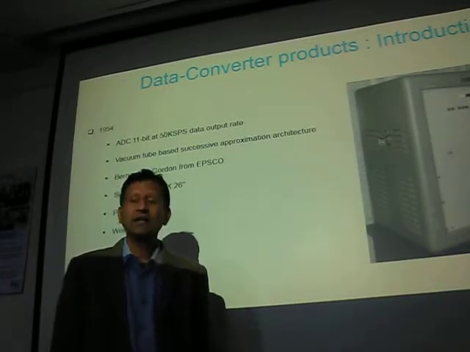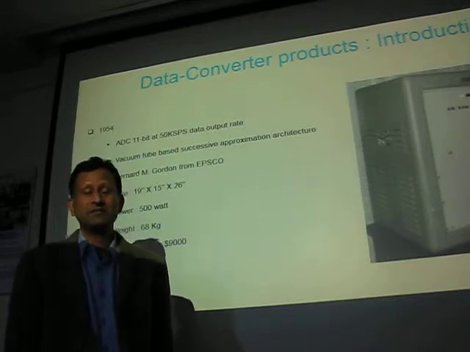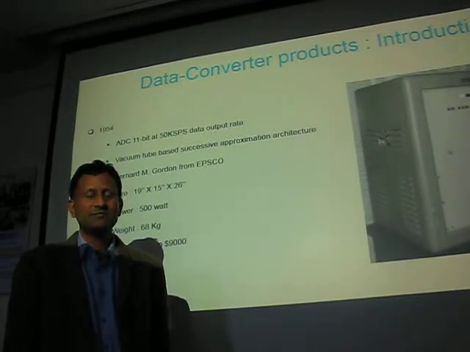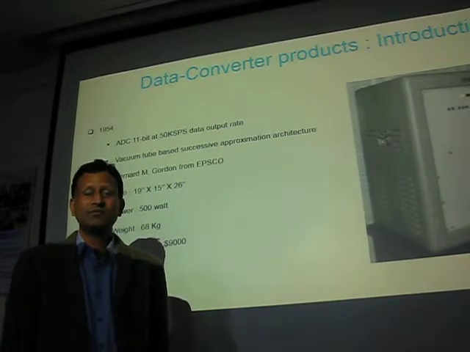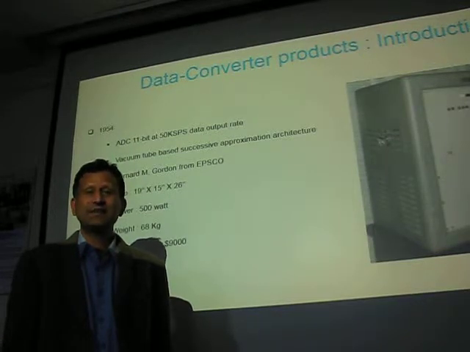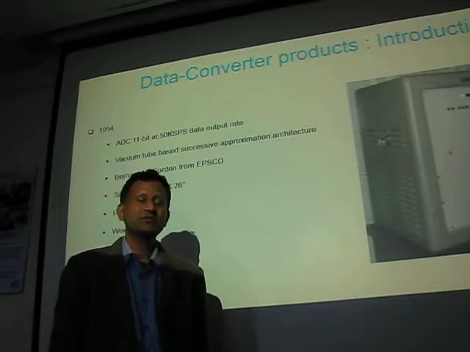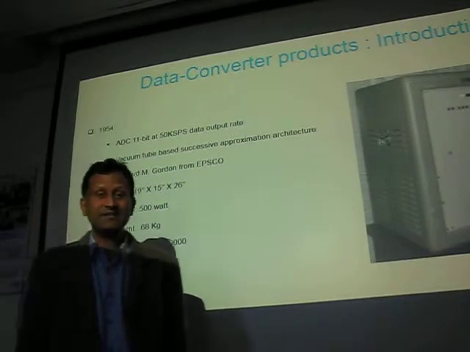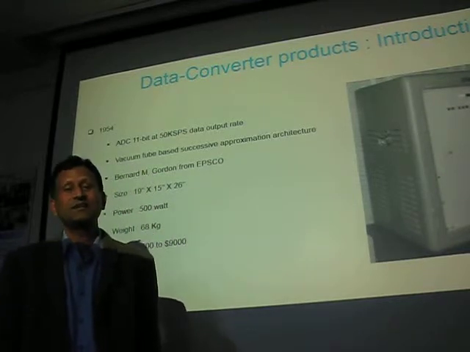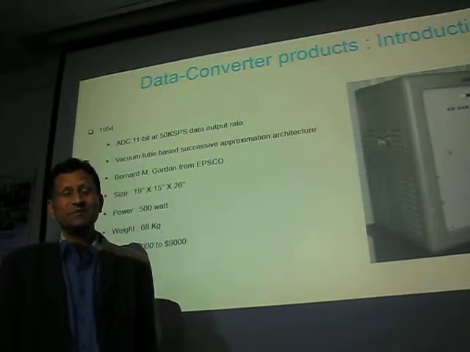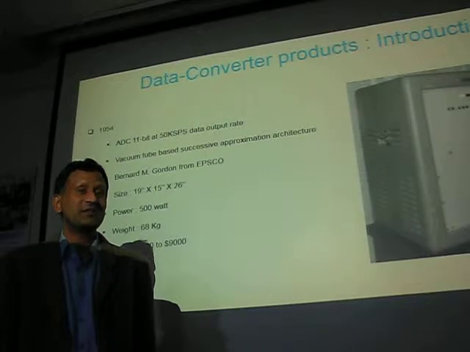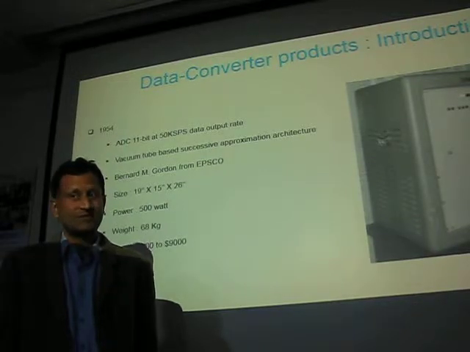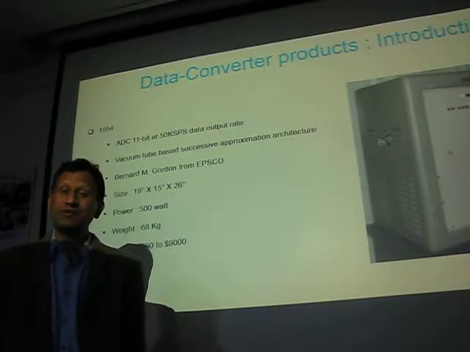I am telling here a little bit of the history of data converter development. Bernard and Gordon patented and designed a vacuum tube based electronic 11-bit analog to digital converter. Yes, the size was big, the consumption was high, and it weighed around 68 kilograms. Costly, $8,000 to $9,000.